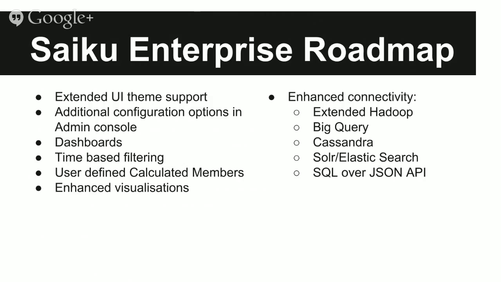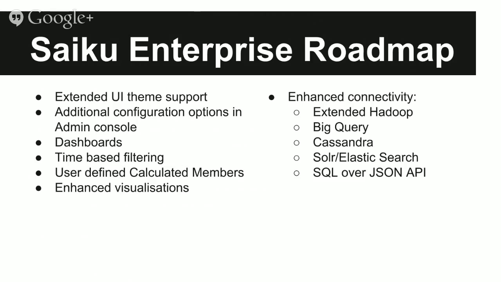And then finally, there is enhanced connectivity. Saiku Enterprise currently supports JDBC connections, Mongo connections, and Hadoop. Going forward, we'll be looking to extend the Hadoop connections as well. So not just using Phoenix, but also Impala, Spark and Shark, because that gives people with different preferences the ability to still use Saiku over Hadoop, using their favorite methodology of getting the data out.